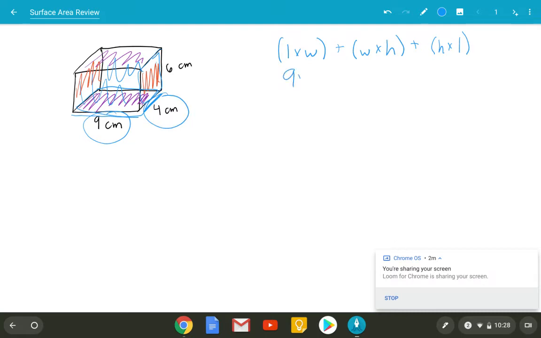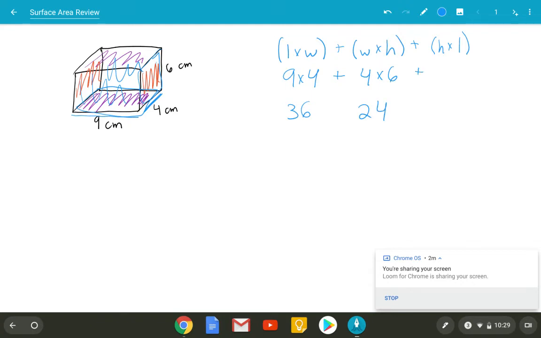So that would be 9 times 4. And when we do 9 times 4, 9, 18, 27, 36. So 36 would be the area of that bottom side and the top side, those 2 purple sides. Width and height, width times height. So our width is 4, our height is 6. So 4 times 6, that would be 24.